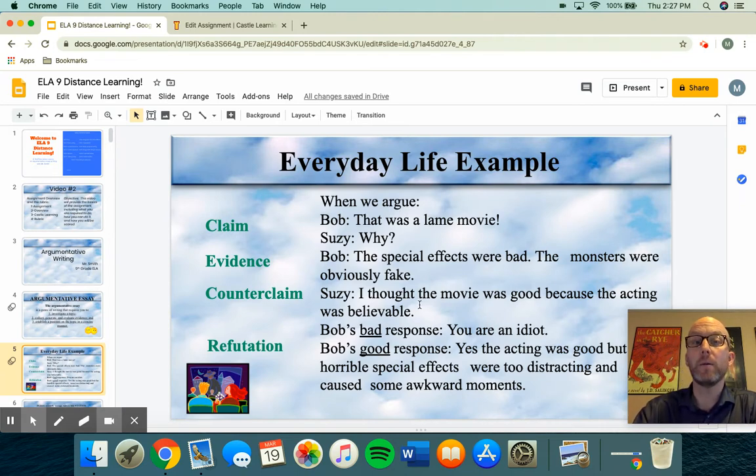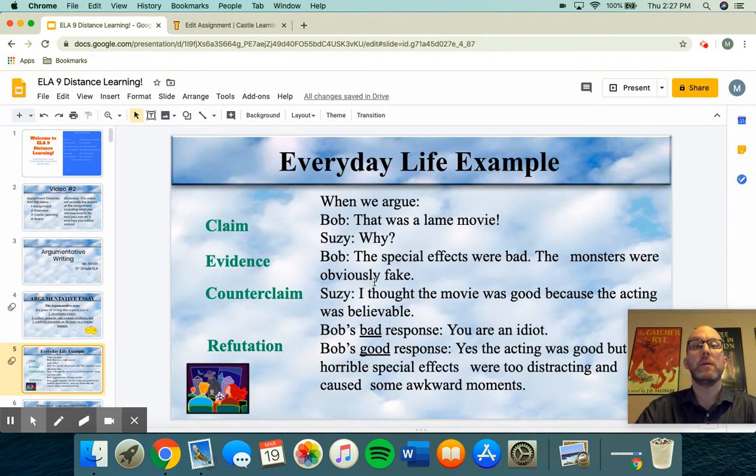That's called a counterclaim. And then he refutes that counterclaim. And this is what's called his rebuttal. At a high level, this is called a logical fallacy, but we don't have to worry about that now. But the idea of the refutation is to say why the counterclaim is wrong. That's what we need to do in this essay.